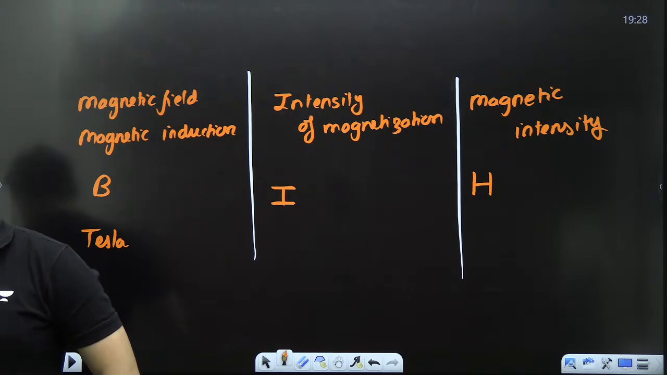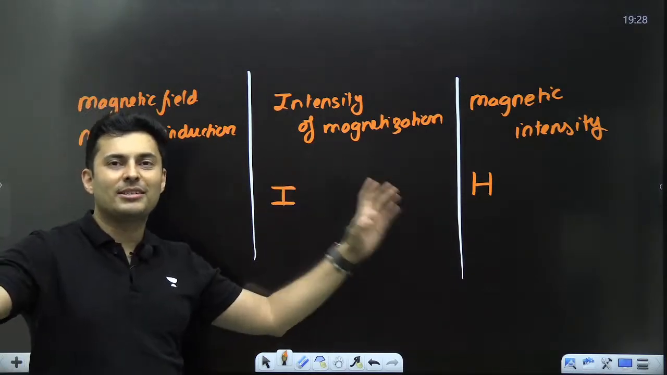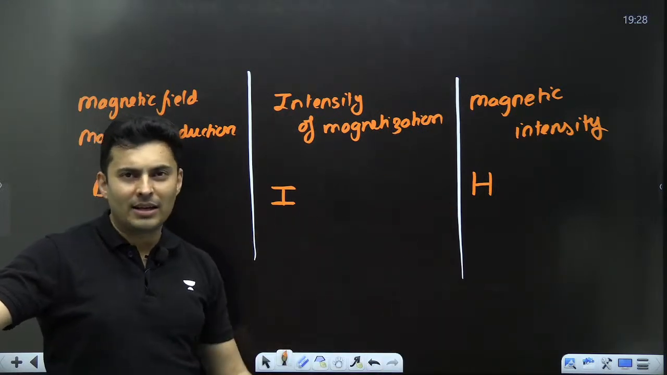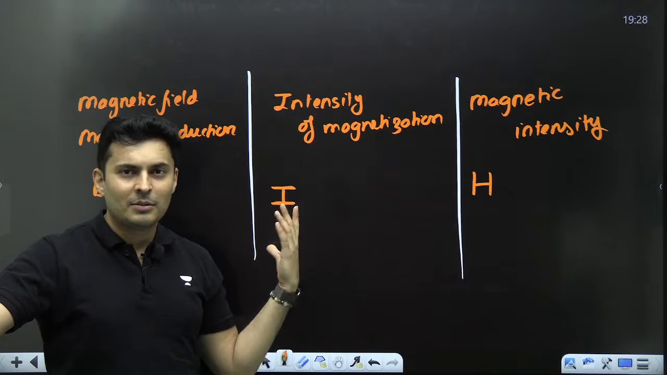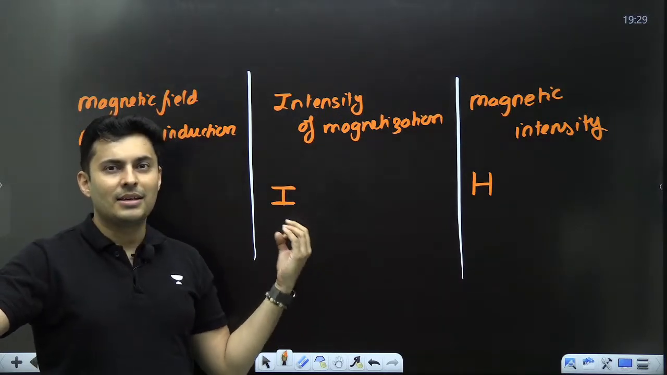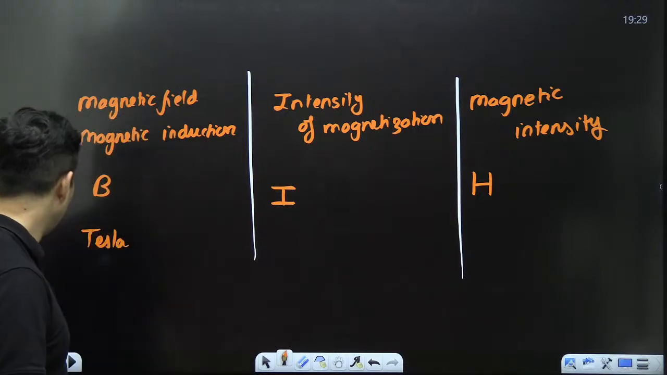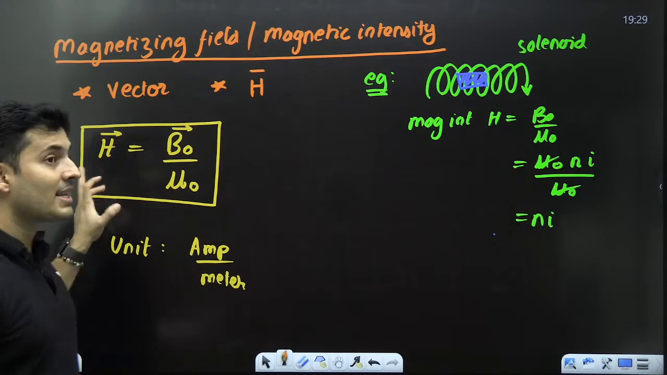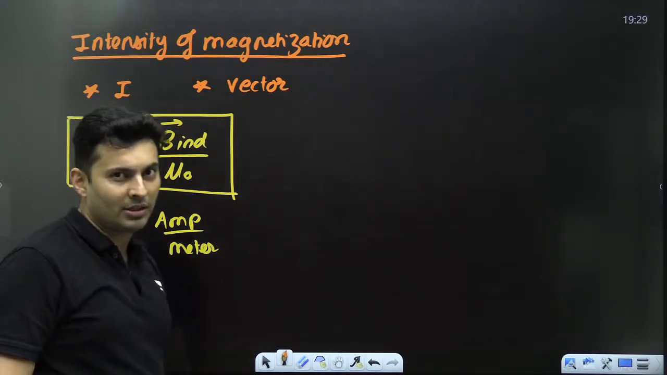Is that clear, my dear students? Understood? So simple. You can never ever get confused with the symbols now, and obviously with the formula. Unit wise, both H and I have the same unit, but formula wise, they are completely different, though similar looking. You can see it right over here. This was B by mu. This is also B by mu, but H is external by mu naught. This is induced by mu naught.